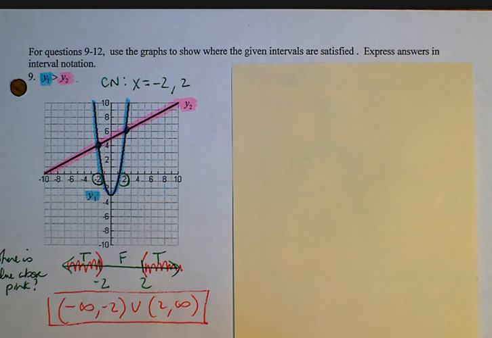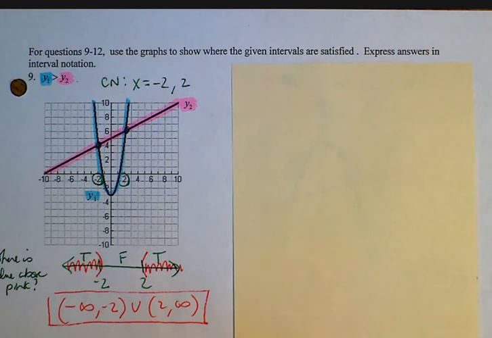These are problems relating to reading graphs for inequalities. So if you could turn your class notes packet now to page 17. And I'm going to do two examples and then have you try two examples and then check with me.